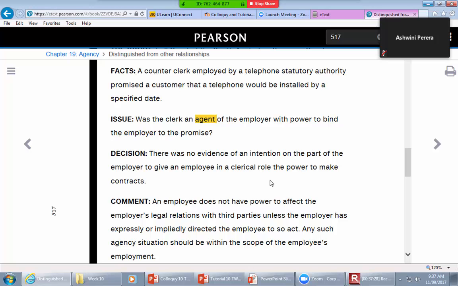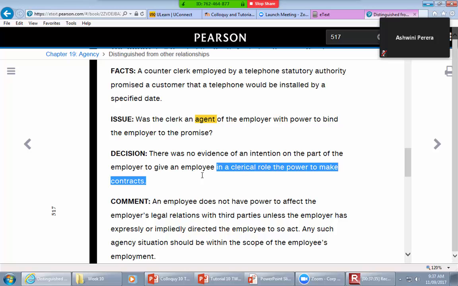There was no evidence of an intention on the part of the employer to give an employee in a clerical role the power to make contracts. These people are what they call back office, so they're not supposed to interact with someone outside the corporation. Anyway, they did, but it wouldn't be reasonable to think that this employer gave the low-ranking employee this power to make contracts with anyone. Again, if this was an exam question and I changed it from a clerk to a manager, you need to pick up on that.